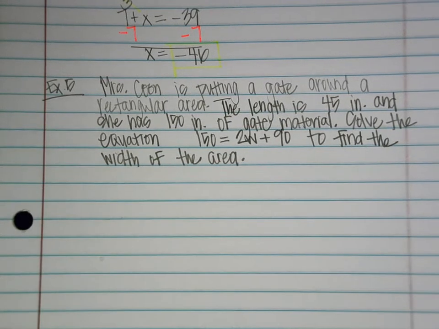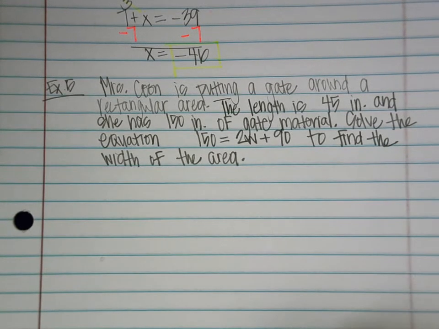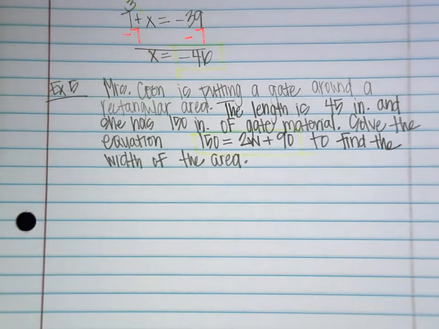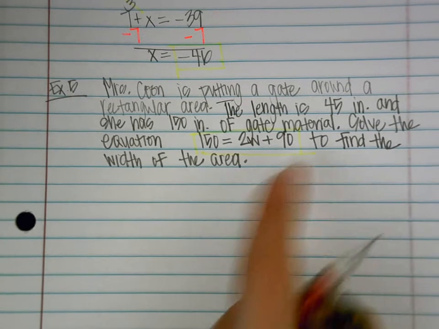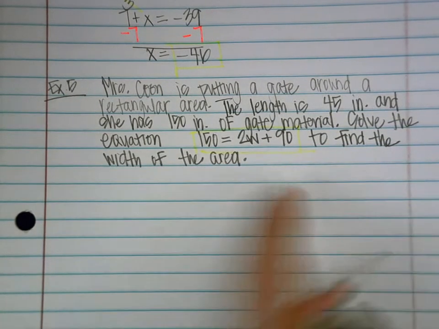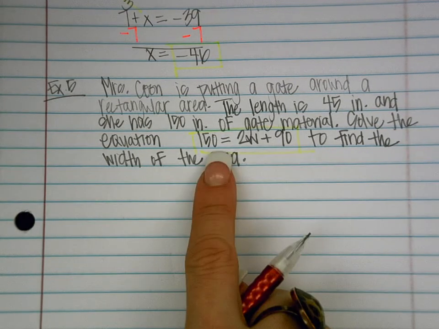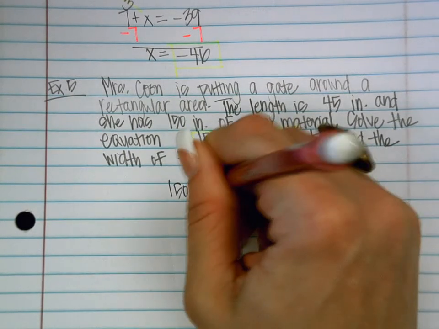This sounds like a super crazy word problem, but really, I'm giving you the equation. So it's really not nearly as bad as it feels. You're being given the equation. This is just explaining what the equation is about. So here, if I want to solve for this, let's just rewrite it. 150 equals 2w plus 90.